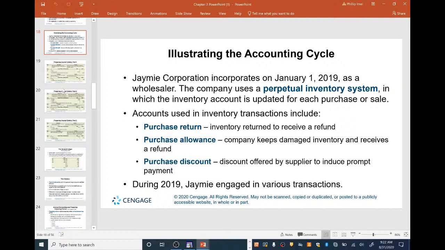So every time you purchase a good or you sell a good, it's going to be updated, meaning you're going to incur cost of goods sold and reduce inventory, okay? Recognize your sales revenue and your expense, whatever it might be, okay? So that's perpetually. It's perpetually happening one after the other.